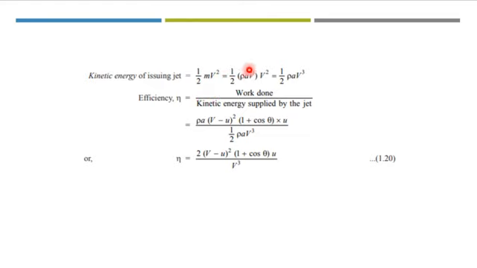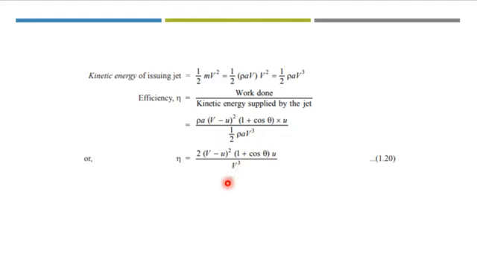Now the kinetic energy of the issuing jet is equal to 1 by 2 m v square, and as we know that mass is equal to rho a v, it becomes 1 by 2 rho a v cube. With the help of this kinetic energy, we can calculate the efficiency by using the formula work done over kinetic energy supplied by the jet. We have calculated the work done in the previous slide, which is rho a (v minus u) whole square into (1 plus cos theta) into u, and kinetic energy is given here as 1 by 2 rho a v cube. Upon simplification, we get efficiency equals 2 into (v minus u) whole square into (1 plus cos theta) into u divided by v cube.